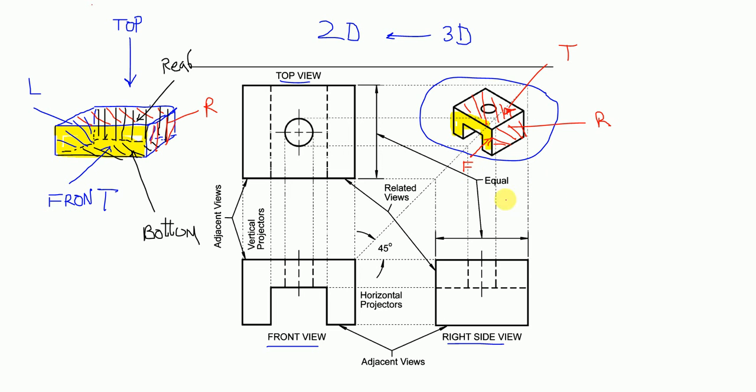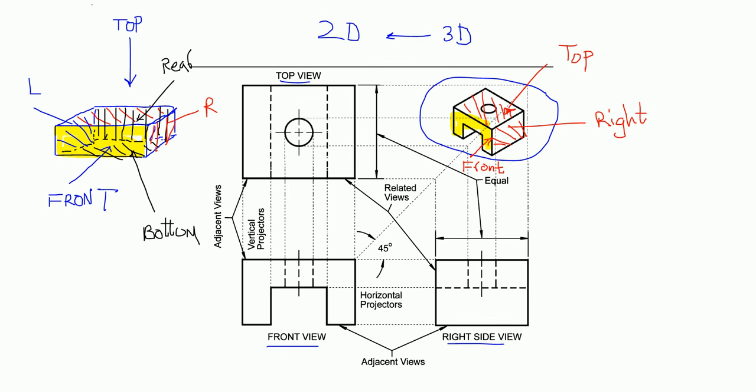Once you understand this, how do we draw it? You need to understand another story. This is the first topic. You need to understand what is top view, what is front view, what is right view. Now let's take this example. First you always draw the front view. So let us draw that front view here.